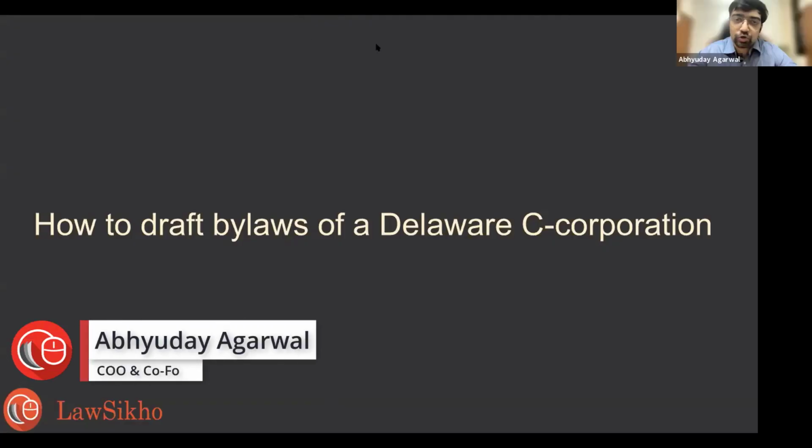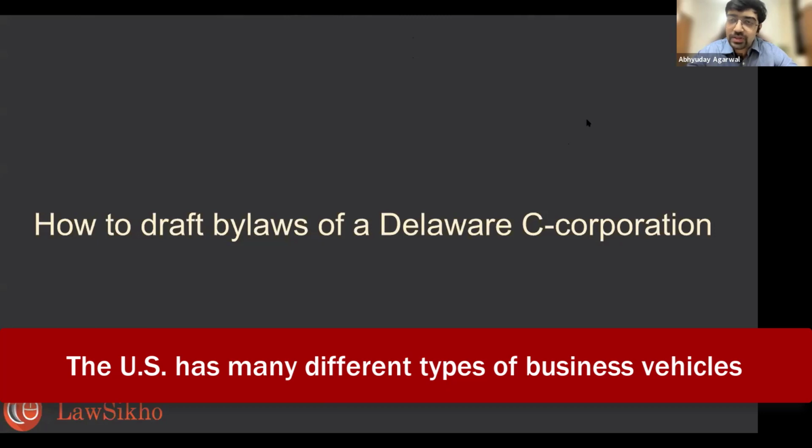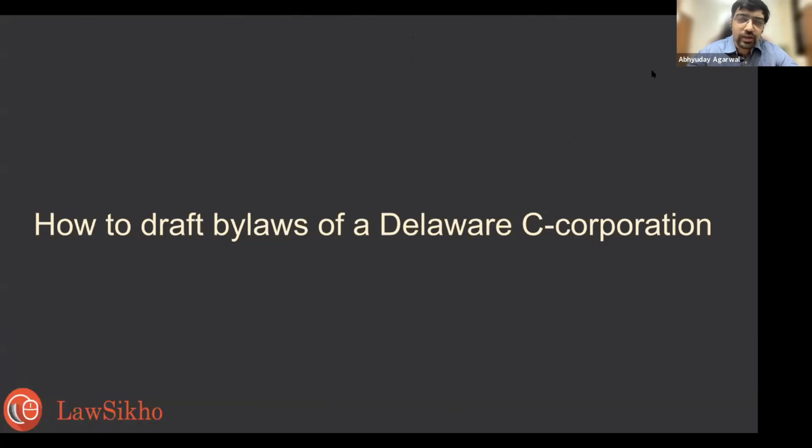So we're going to discuss how to draft the bylaws of a C corporation. The United States has many different kinds of business vehicles, three to four more than we have here in India or in other countries. But we're going to look at one very specific vehicle called a C corporation.